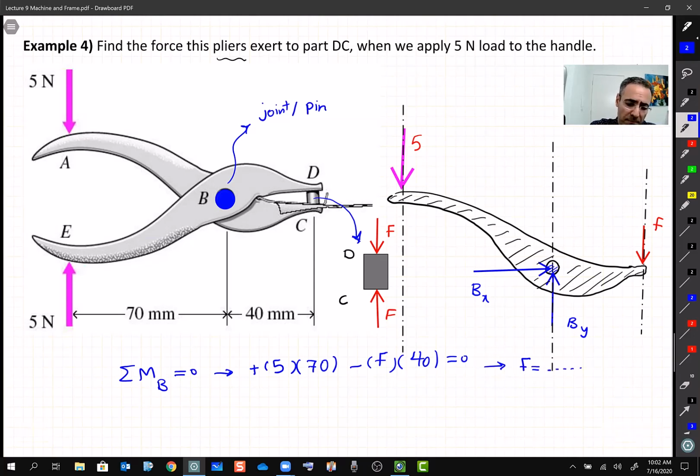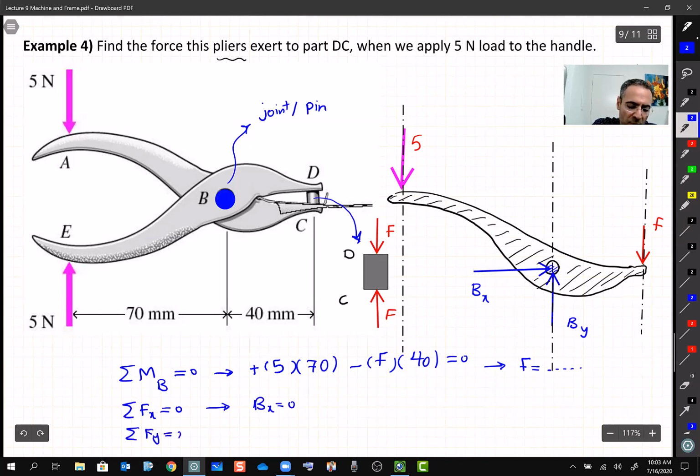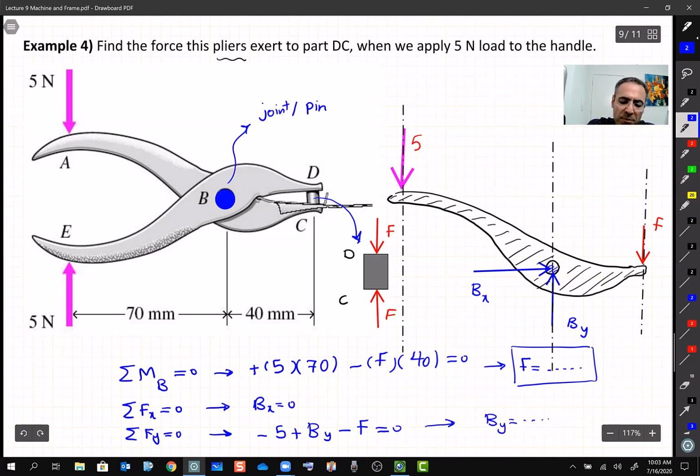Very, very simple. If the question asks you to find the reaction at the pin, you just need to write sum of the forces in x equal to 0, which gives you Bx equal to 0. Sum of the forces in y equal to 0, which gives you minus 5 plus By minus F equal to 0. You found F here. From here, you can find By.